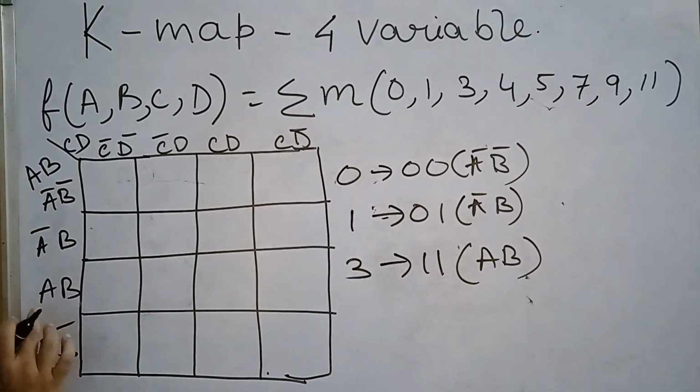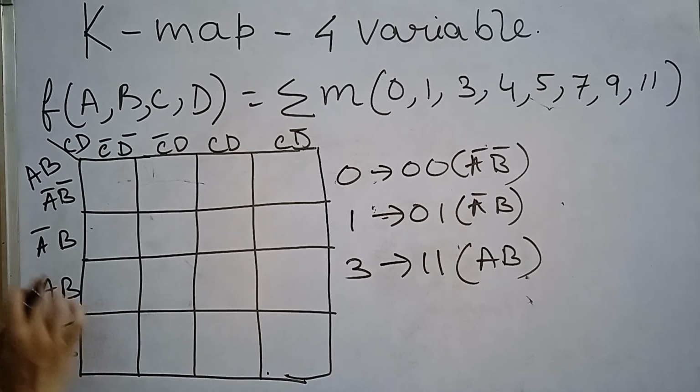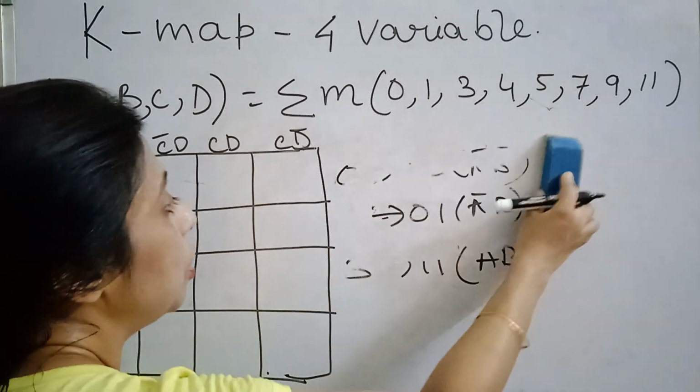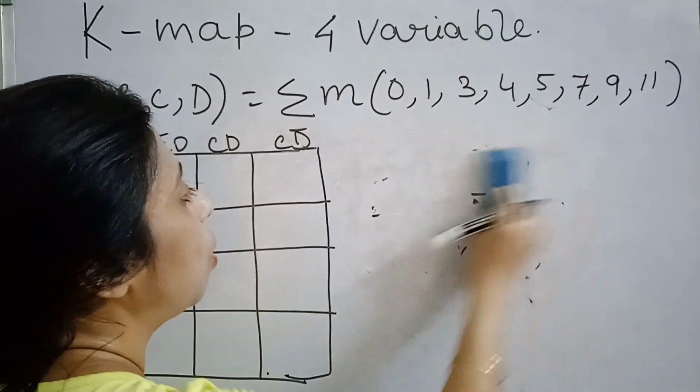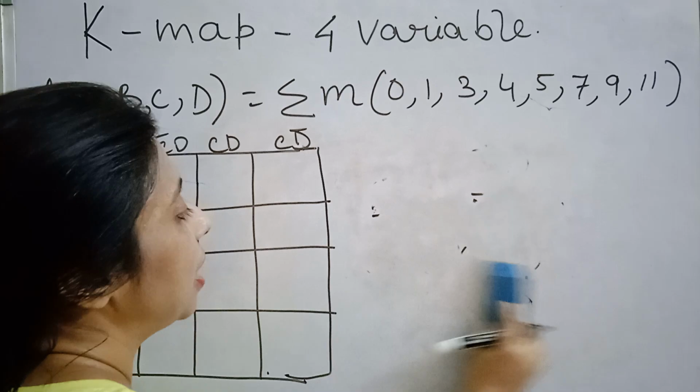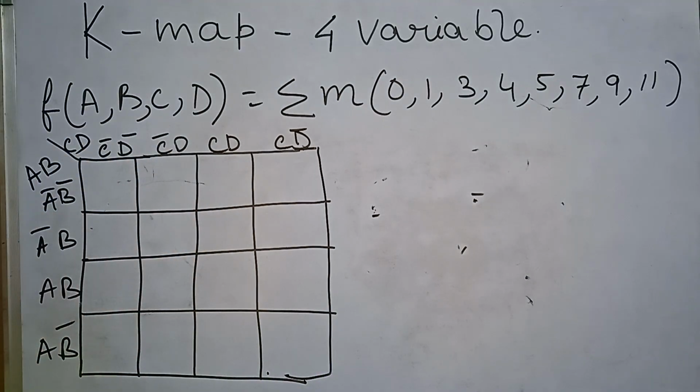This is A bar B. This is A B. That means only A bar is changed. Only the variable A is changed from A bar to A. Right? Both the variables are not changed. So this is the principle of Kmap. Two consecutive rows or two consecutive columns cannot differ by more than one bit position.